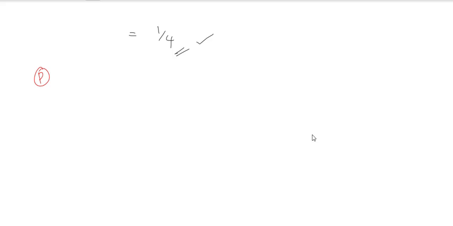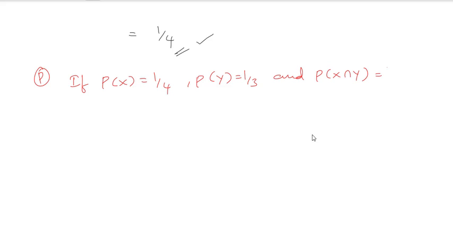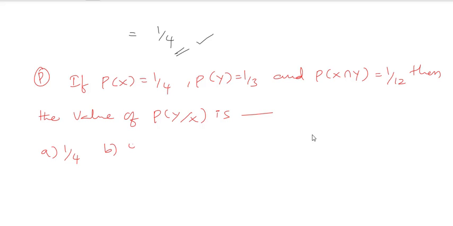Next problem. If probability of X is 1 by 4, probability of Y is 1 by 3, and probability of X intersection Y is equivalent to 1 by 12, then the value of probability of Y given X is: option A 1 by 4, B 4 by 25, C 1 by 3, D 29 by 30. That is the question.